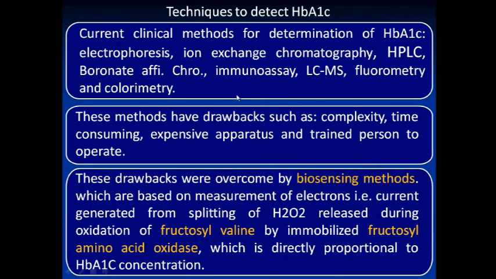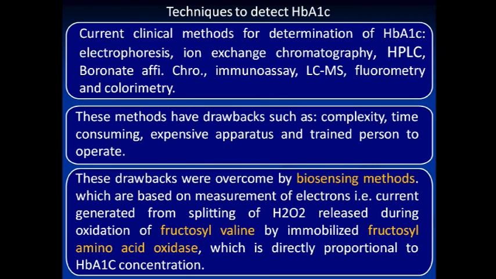Now, techniques to detect glycated hemoglobins. Current clinical methods for determination of glycated hemoglobins are electrophoresis, ion exchange chromatography, HPLC, boronate affinity chromatography, immunoassay, liquid chromatography, mass spectroscopy, fluorometry, and colorimetry. These are various techniques through which we can identify glycated hemoglobin. These methods have drawbacks such as complexity, being time consuming and expensive, and requiring trained persons for operating these techniques.